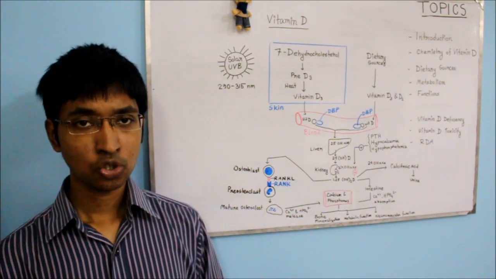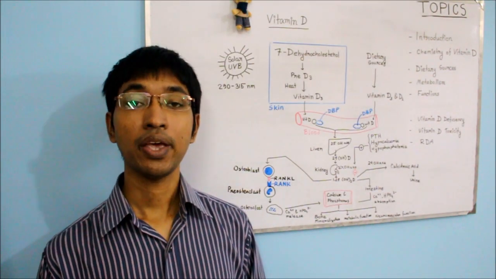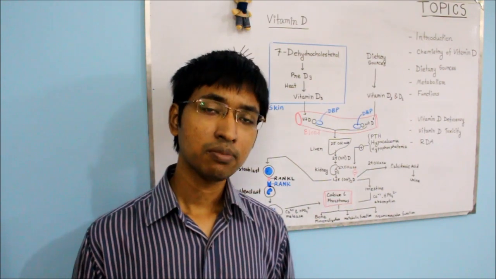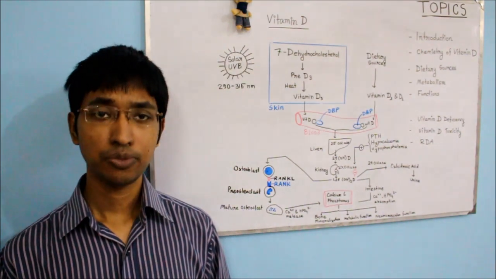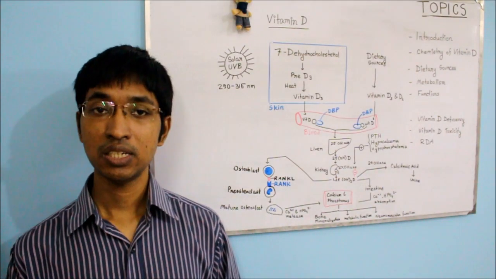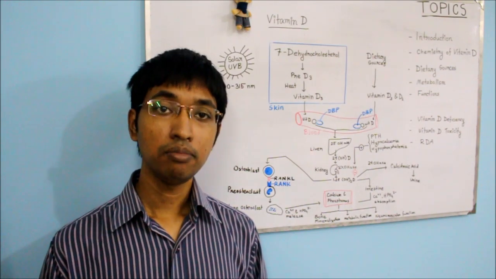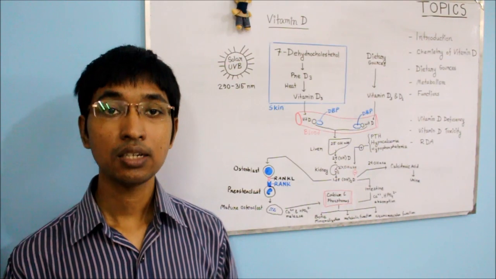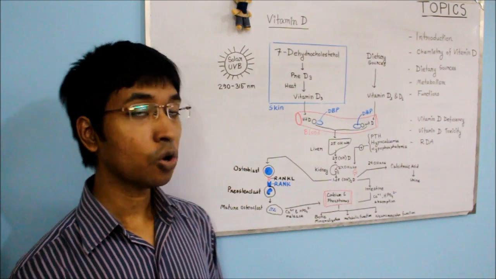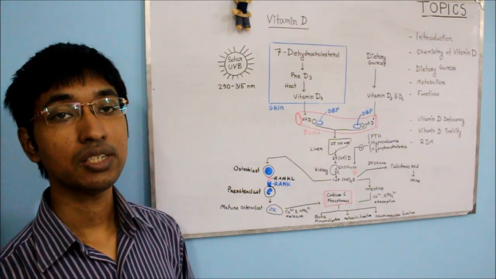And the exogenous source or the dietary sources of vitamin D will include both animal source and plant source. However, as we have mentioned earlier, vitamin D from plant sources are poorly absorbed. So we will mainly talk about the animal sources. The animal sources of vitamin D will include oily fish, fish liver oil, milk and milk products, egg, liver, etc. So now that we have talked about the sources of vitamin D, now we will move on and talk about the metabolism of vitamin D.